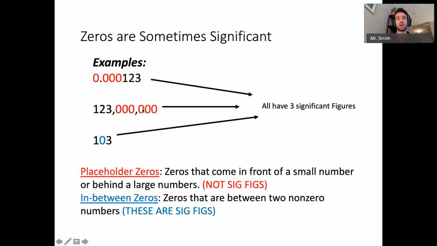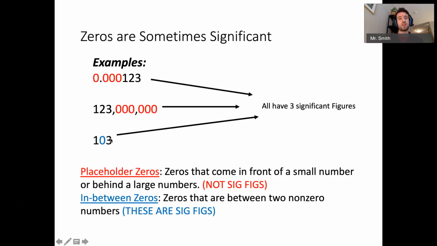The blue numbers, I'm going to call those the in-between zeros. So these are zeros that are in between 2 non-zero numbers. Those numbers are considered significant figures. The zeros are just to say how big the 1, the 2, and the 3 are. So as scientists, we would say the 1, the 2, and the 3 are measured. If we wanted to make any one of these zeros significant, we would have to do some stuff that we'll get into a little bit later.